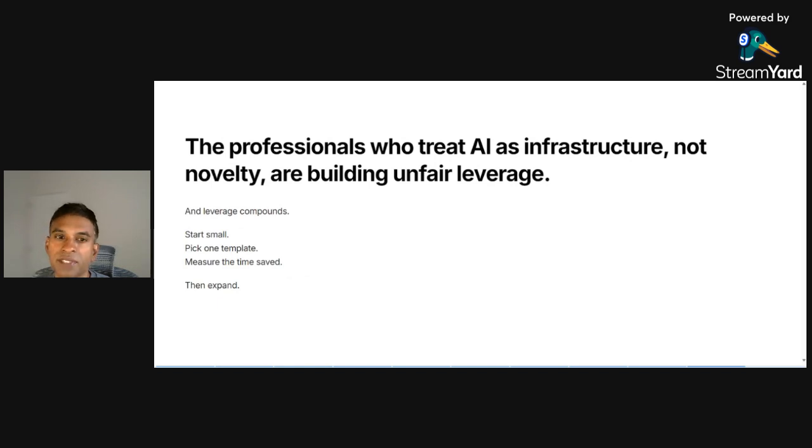This is what I figured out. The professionals who treat AI as infrastructure, not novelty, are building an unfair leverage, and the leverage will compound in the next couple of months. To be honest, that's really good for our careers as BAs or analysts, especially for junior BAs. This can be really utilized to show how fast you can turn around and how fast you can pick things up at the workplace, impress someone, and then impress the whole workforce utilizing those leverages.